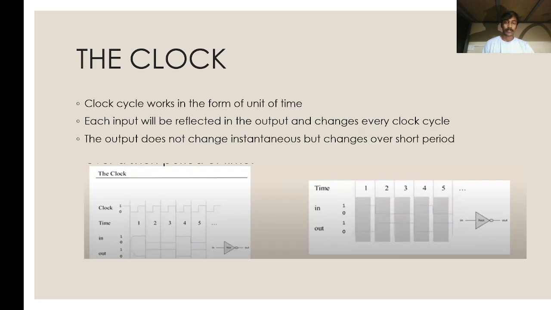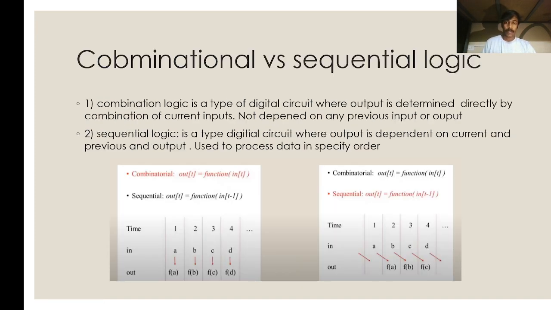The clock cycle works in form of unit of time. Each input will be reflected in the output and changes in any clock cycle. The output does not change instantaneously, but changes over short periods. For example, the clock may change in one time period, that is 0 or 1, like in this example. And the input and output may also change for the given NOT gate, OR gate, AND gate, or XOR gate, and many other gates.